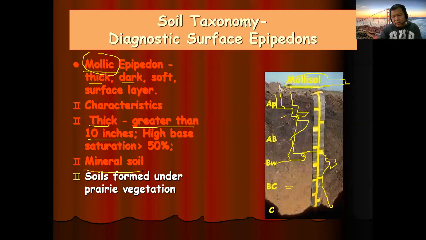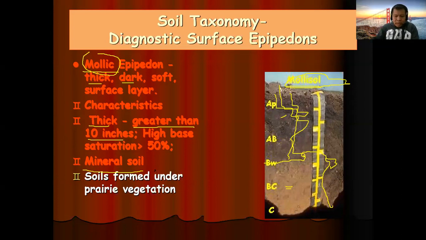Anong ibig sabihin ng mineral horizon? It is a mineral horizon because this mollic epipedon is derived from rocks and minerals. So therefore, if its parent materials are rocks, then it is considered a mineral horizon. If the parent materials belong to an organic source, it would not be considered mineral soils. It would be considered organic soils. So take note for that.